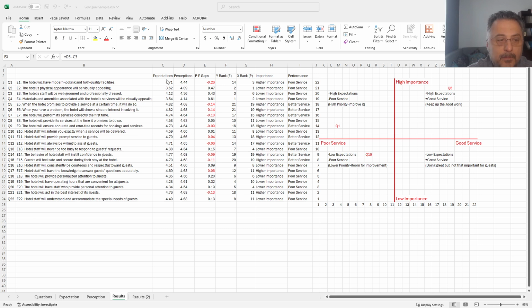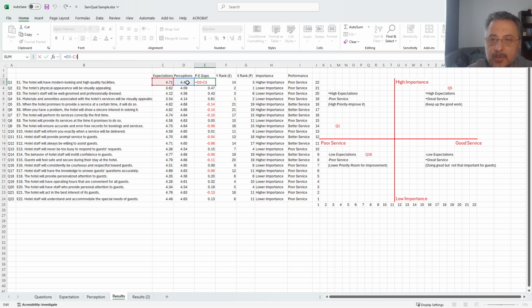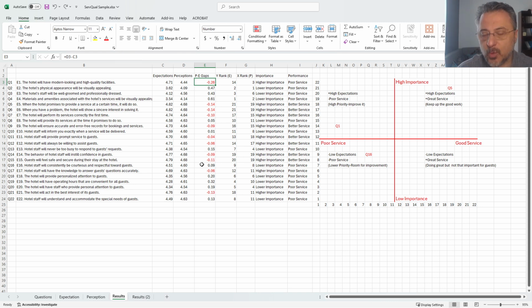Now, like I said, we got the expectations and perceptions. Next step is getting the perception-expectation gap. So what you do is you take the perception minus the expectation, and you get the gaps here. Okay, then you calculate all of these. I just made the negative ones red. That is the only difference I added here.